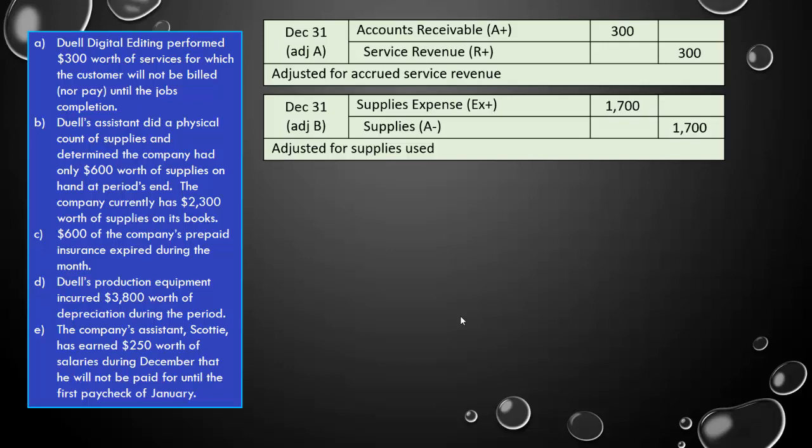So on December 31st, in our second adjustment, we're going to debit supplies expense for the difference between what our books say we have and what the physical count says we have, which is $1,700. And we're going to decrease our supplies by that same amount. So a debit to supplies expense, credit to supplies, all for $1,700.